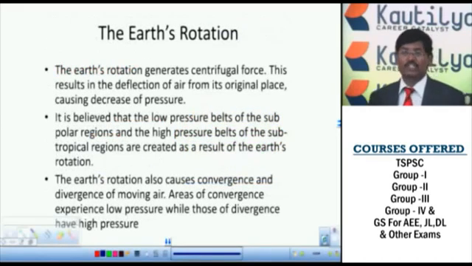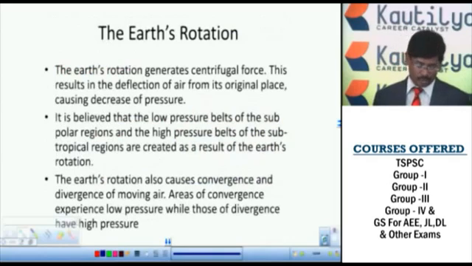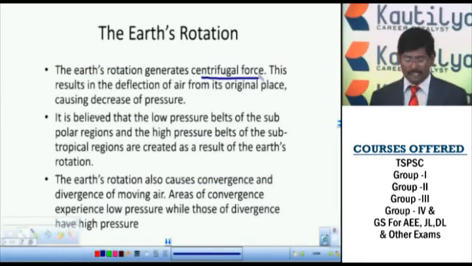Then the second factor is earth rotation. When the earth rotates, there are centrifugal forces. This results in the deflection of the air from its original place and causes a decrease in pressure in that place.